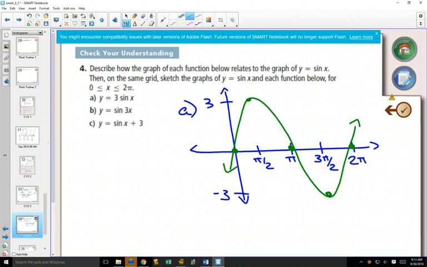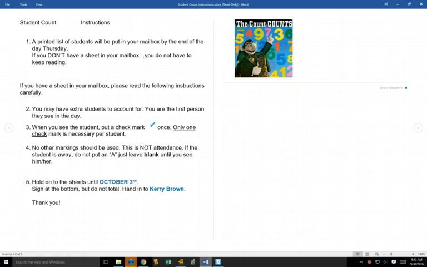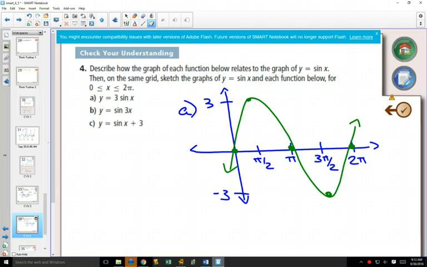If you wanted to be specific and only graph it from 0 to 2 pi, you would have to stop at those points and not have your arrows go on forever. So we could be exact here and erase those things and have it stop. And that would be exactly between 0 and 2 pi.